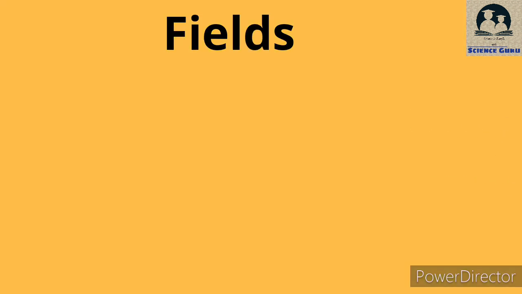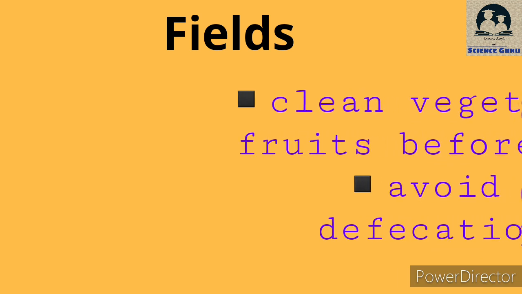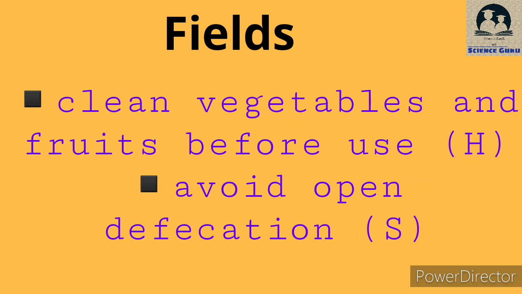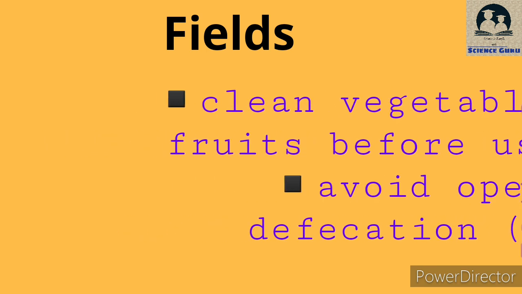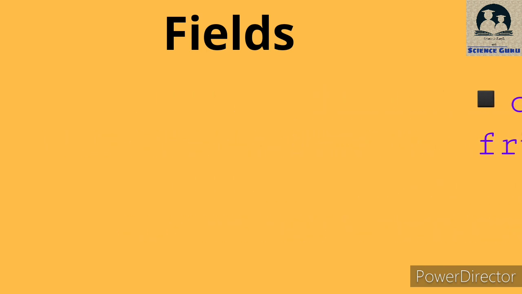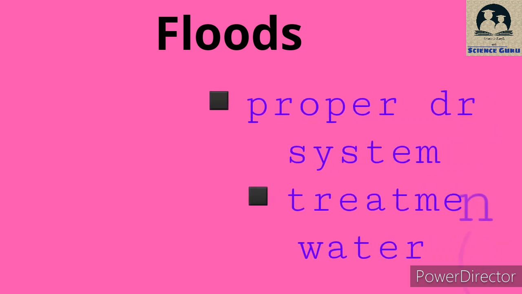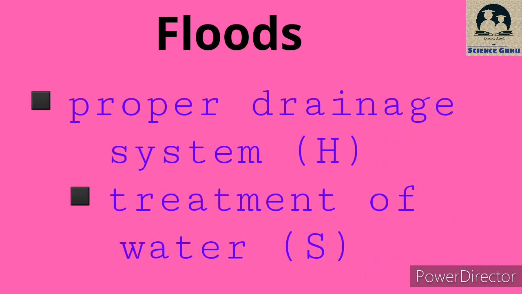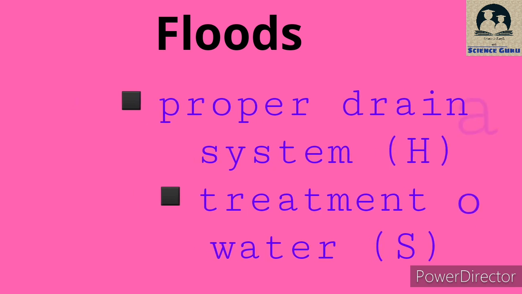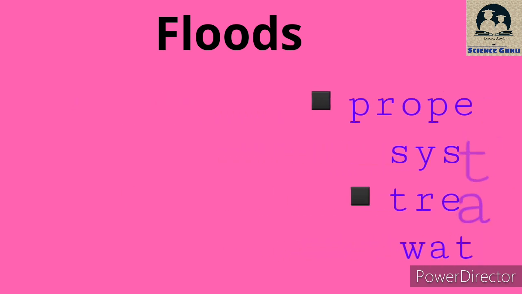Fourth one, fields. Clean vegetables and fruits before use, that comes under hygiene. Avoid open defecation, it comes under the part of sanitation. The last one, floods. If you maintain a proper drainage system, that comes under the part of hygiene, and treatment of water comes under the part of sanitation.